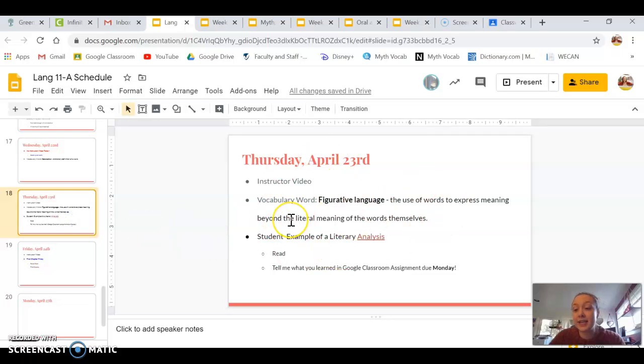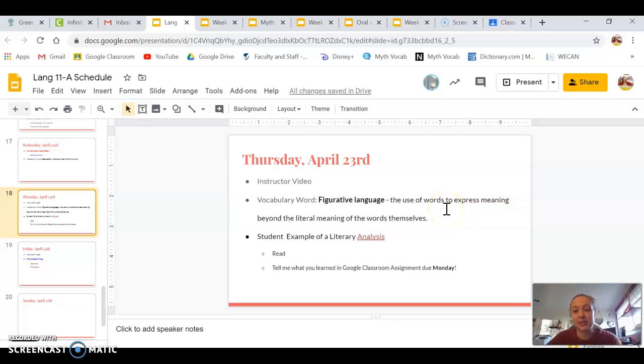So first, let's take out your vocabulary document. And today's word is figurative language. You should all be familiar with that. We've been discussing it when it comes to literary analysis. It's the use of words to express meaning beyond the literal meaning of the words themselves.